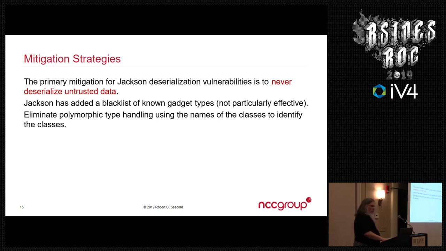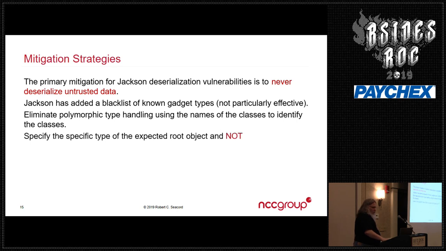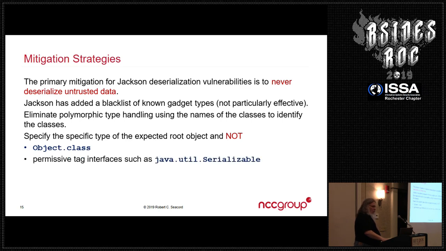Another mitigation strategy is to eliminate polymorphic type handling using the names of the classes. You can actually use other things besides the names of the classes, and if you don't use the names, then that breaks the generic mechanism that an attacker would use. And then again, you want to specify the specific type of the expected root object and not something very general like the Object class or a permissive tag interface.